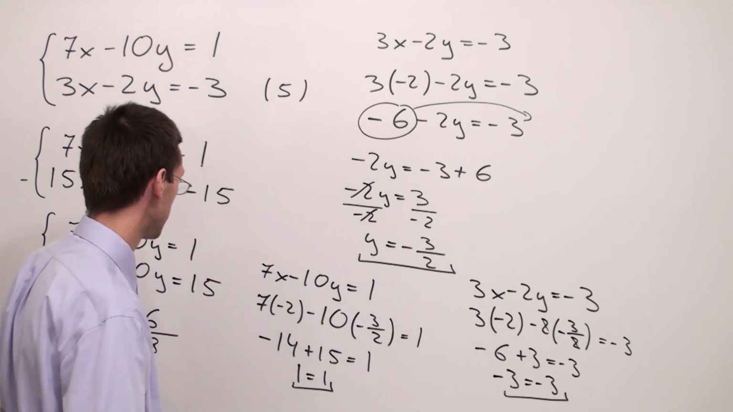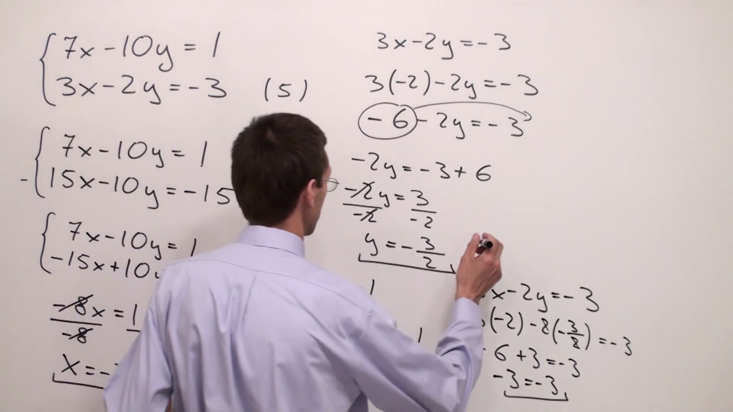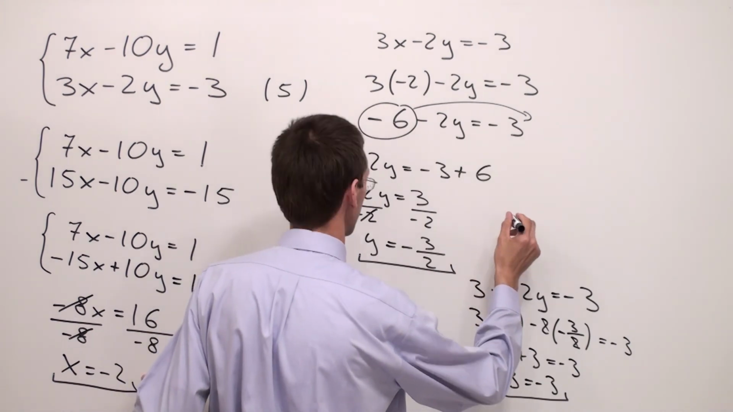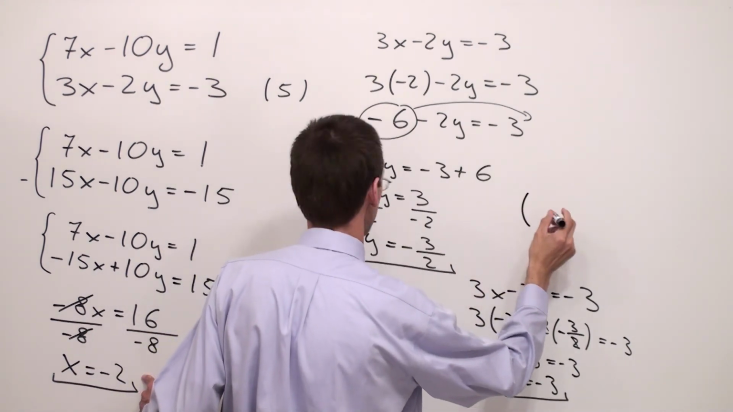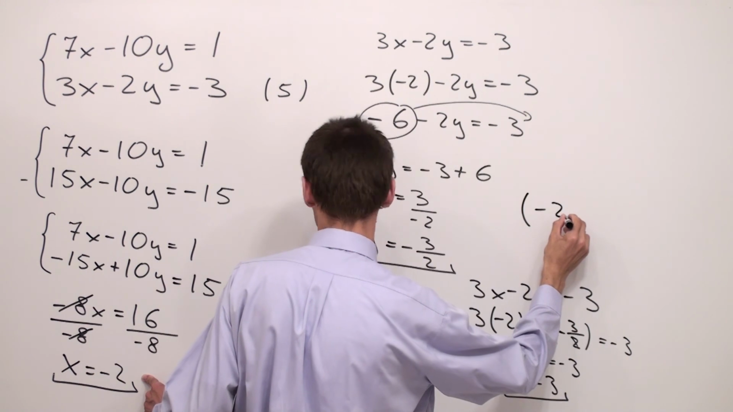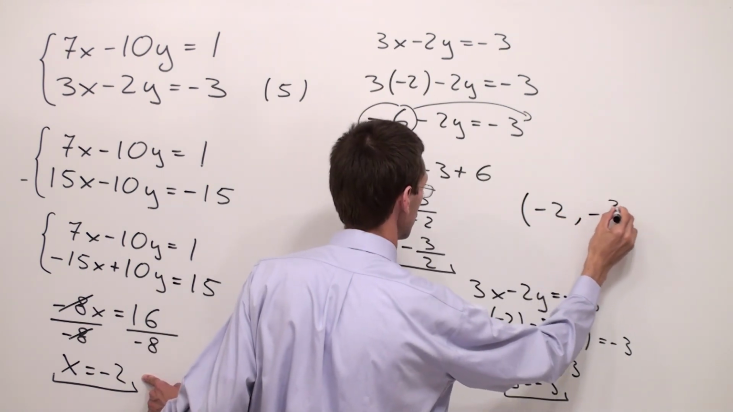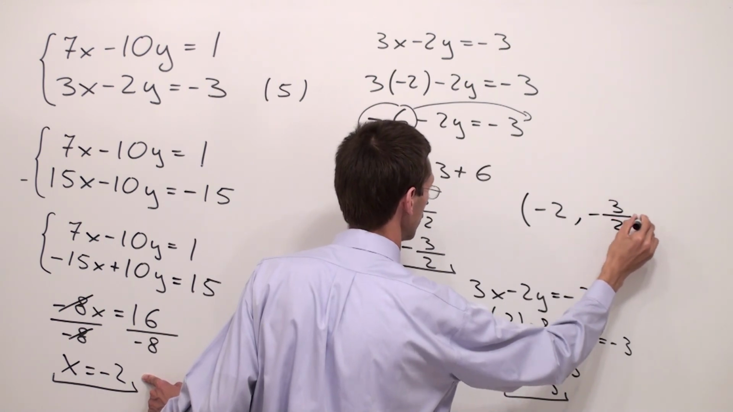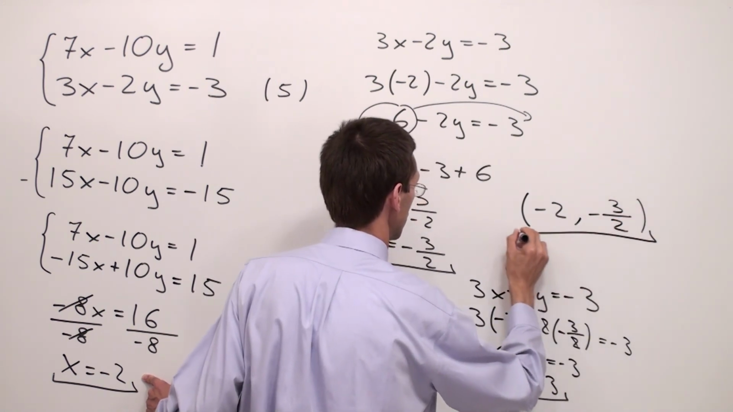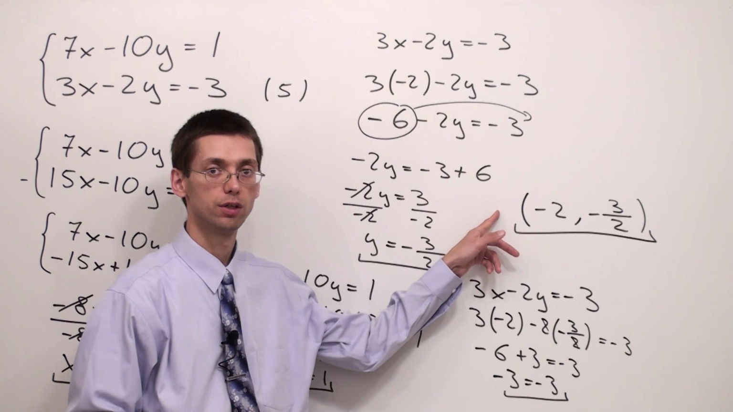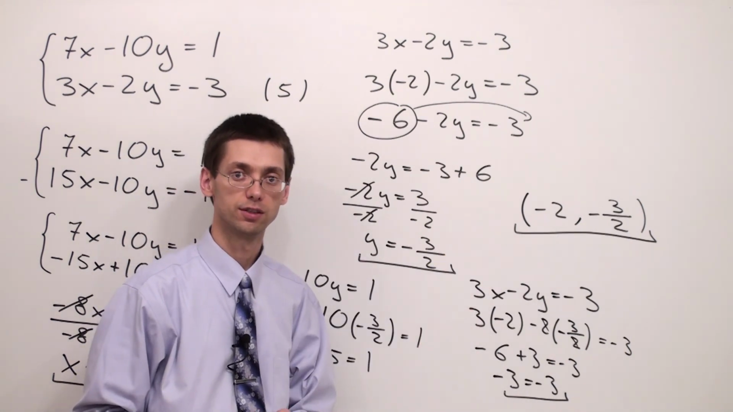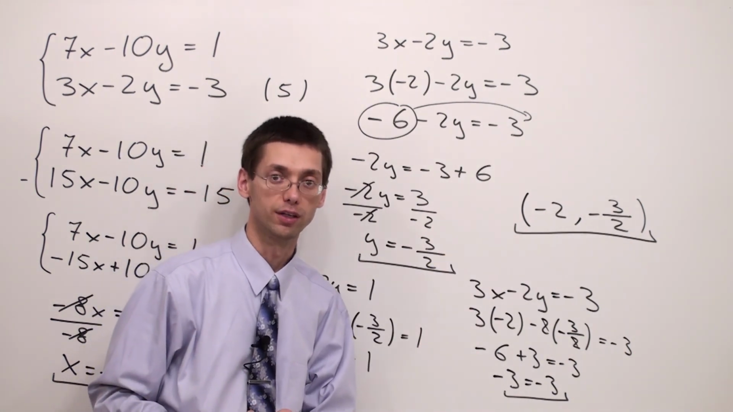So we can say that the ordered pair negative 2 and negative 3 over 2 is the solution to the system of these two linear equations.